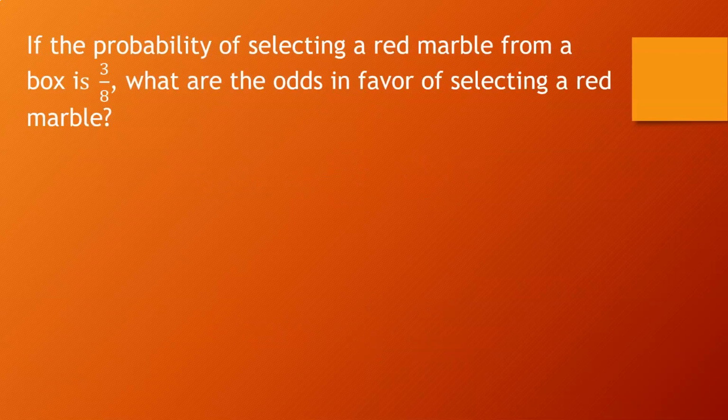Now let's go a slightly different direction. What if we know the probability first? If the probability of selecting a red marble from a box is 3/8, what are the odds in favor of selecting a red marble? So think about what a probability of 3/8 means. This is a probability of selecting a red marble, which means the 3 represents a number of red marbles, and the 8 represents a total number of marbles.